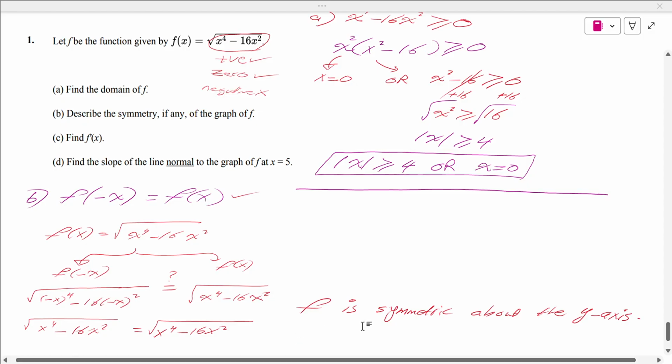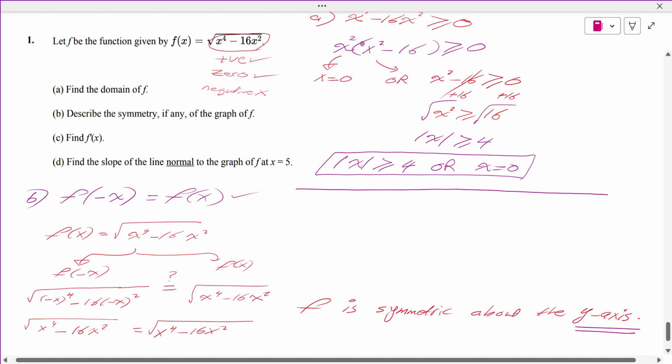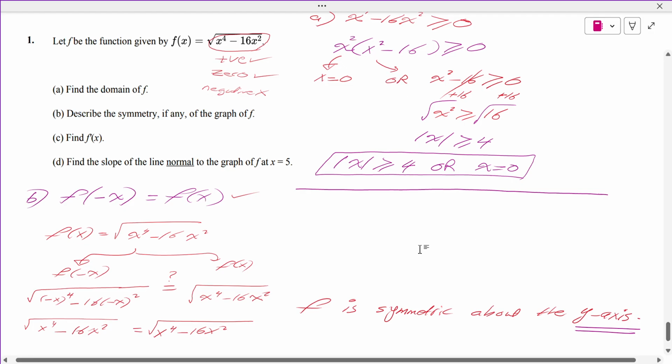So f is symmetric about the y-axis. Please emphasize this, about the y-axis. Sometimes it's called even symmetry. If you check for the odd symmetry, there will be no odd symmetry. So for the sake of time, this is going to be enough.